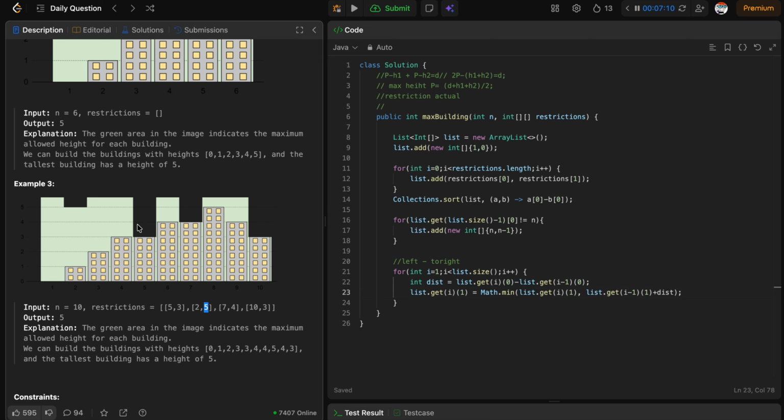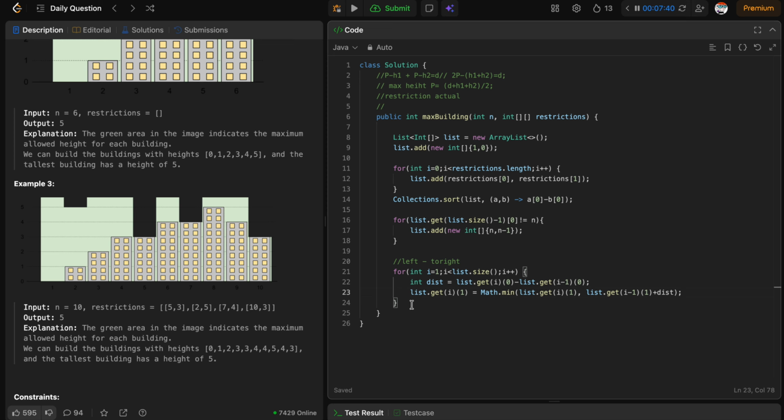It can go maximum, suppose the restriction is this one 5, so it can go between these two, the distance between these two plus the previous one plus the restriction, but it is 0. We have already provided that it is 0, so that's the reason.